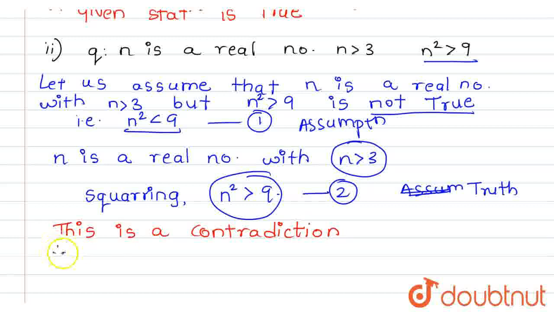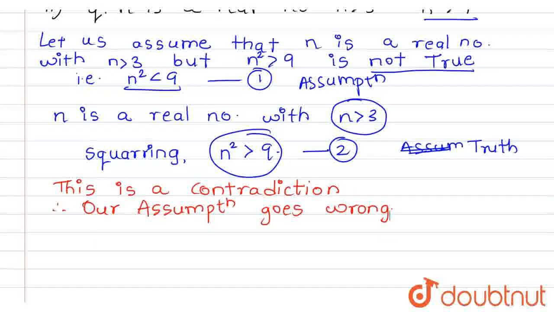Therefore, our assumption goes wrong, and we can write the given statement is true. Therefore, the given statement is true. Okay, I hope you have understood the solution. Thank you so much for watching.